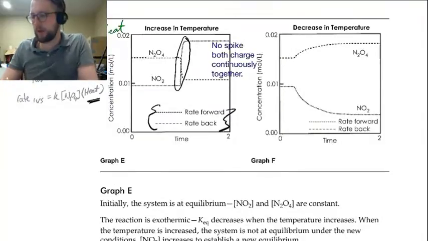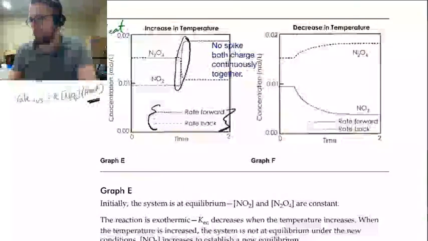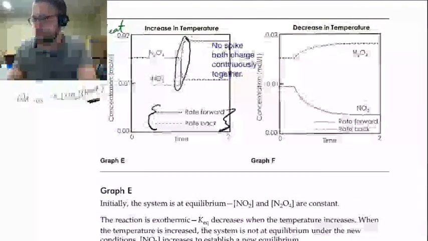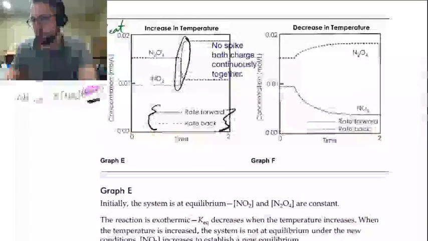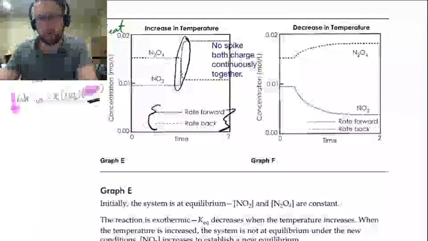Okay. So in the other example here, we can see the same sort of logic. When we start with a low temperature, then the rate of the reverse reaction will be decreased, or will be hampered.